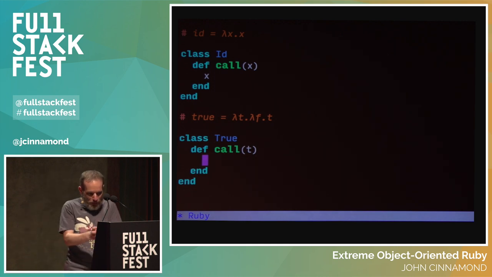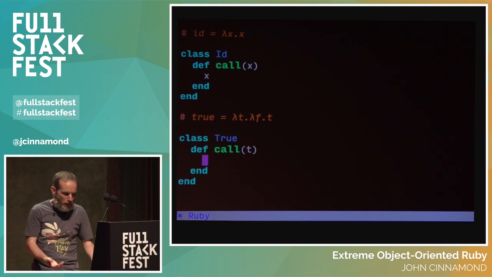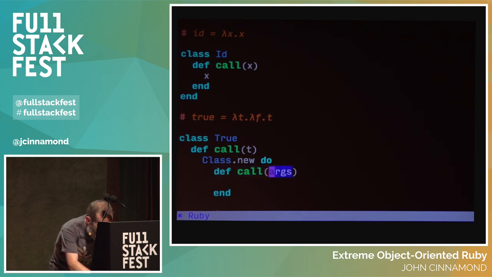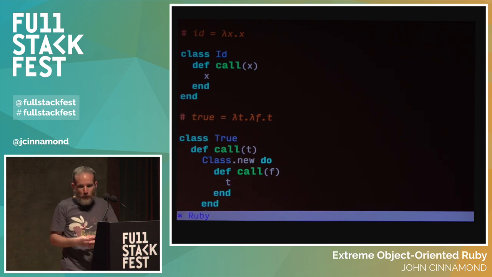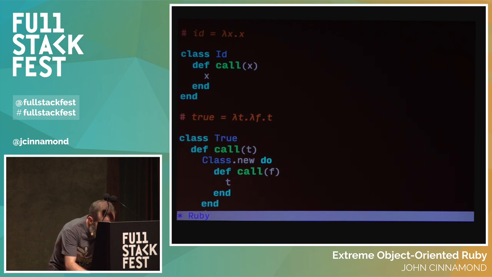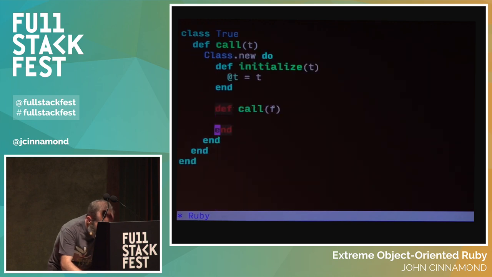Now, this inner lambda abstraction is not assigned to a variable, so I'm going to use an anonymous class inside here. Say class.new do. Oh, the end's already there. OK, and inside here, we follow the same rules. We have a single method inside here called call, takes a single argument, in this case f, and then we want to return t. Now, we have a bit of a problem. As soon as we created a new class, we broke the outer scope. The outer scope is no longer available to us, so we can't just use t. So what I'm going to do instead is add an initializer inside here. I'm going to pass in the value t and remember it. And then down in our definition of call, we can simply return that value.